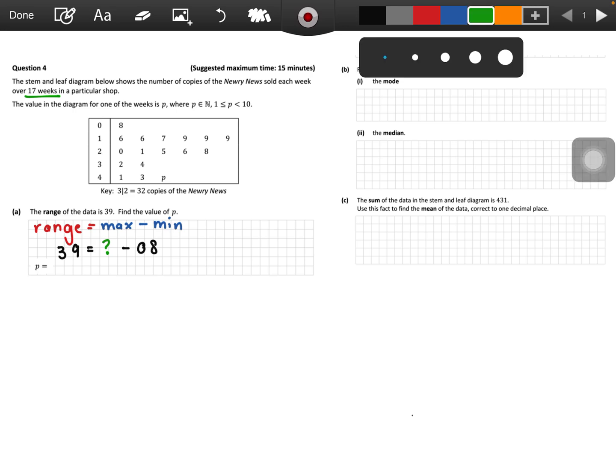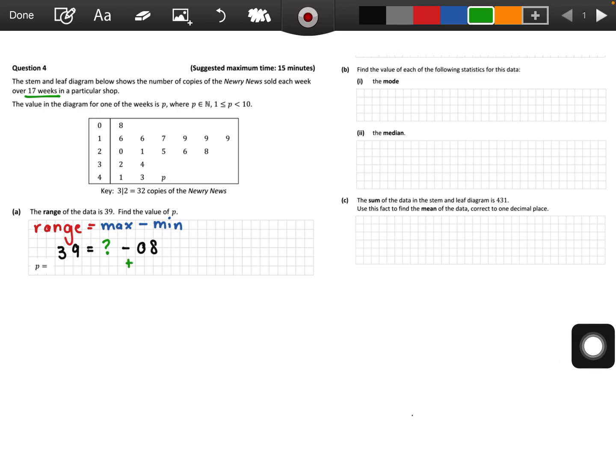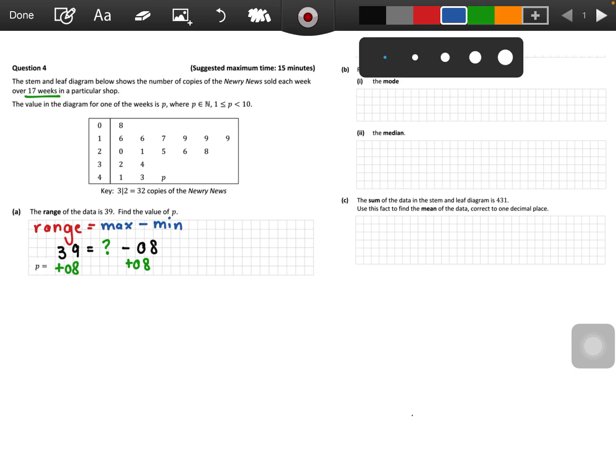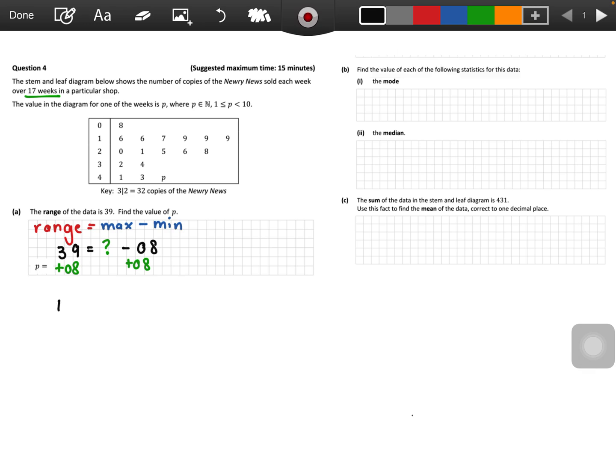So if I want to find what that question mark is, I can get rid of the 8 that's subtracting. I'm going to add 8, or 0, 8, so that I get 47 is what the largest number is. So that's my max. My maximum number there is 47. So this here, P, that wants to represent 47.